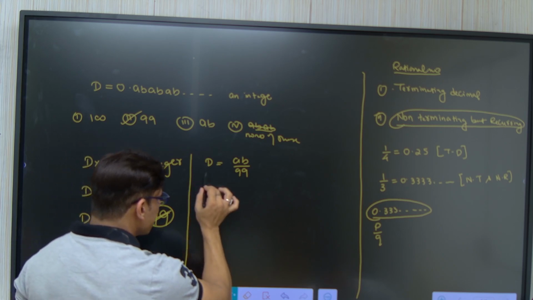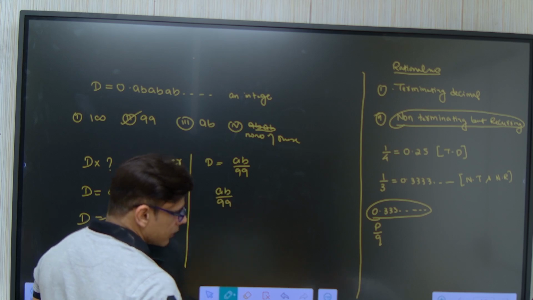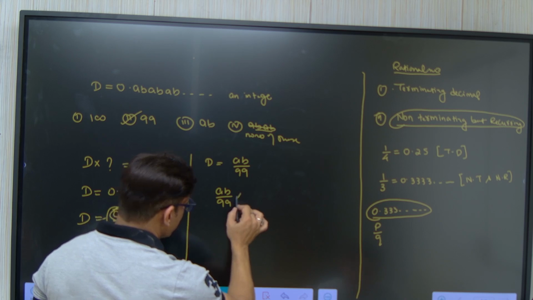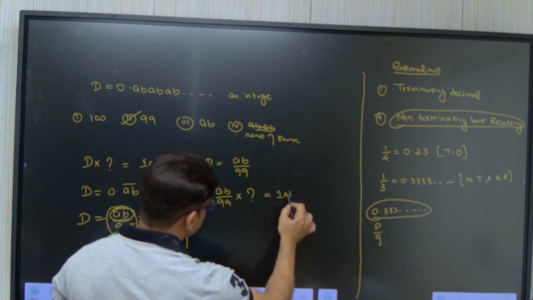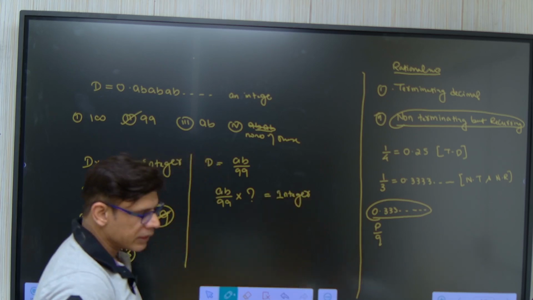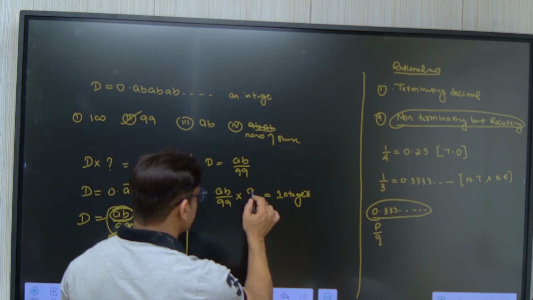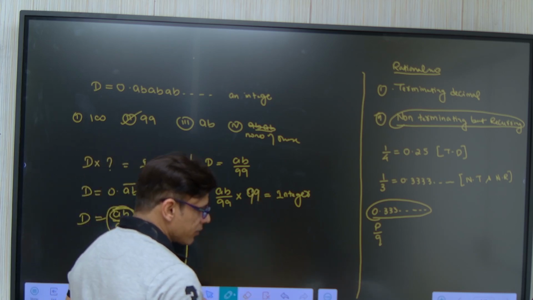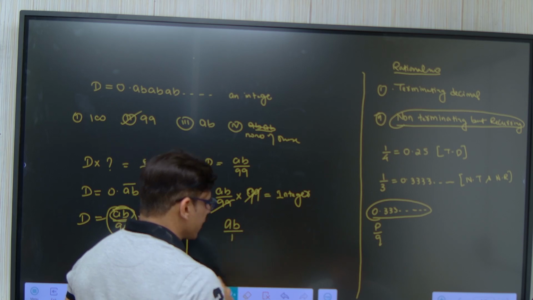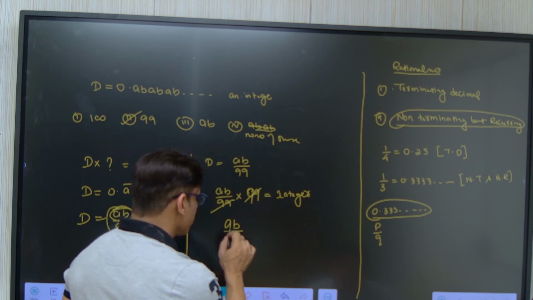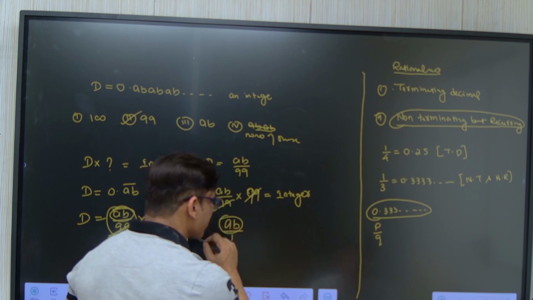Now they are saying that you multiply D with something, and what is the value of D? AB by 99. You have to multiply this with something so that this whole result will be an integer. What is the meaning of integer? 1. So denominator should be 1. That means in place of question mark, I have to put 99 or not. So if I put 99, this will be only left with what? AB by 1. So A and B can be any number. Will it be an integer always?